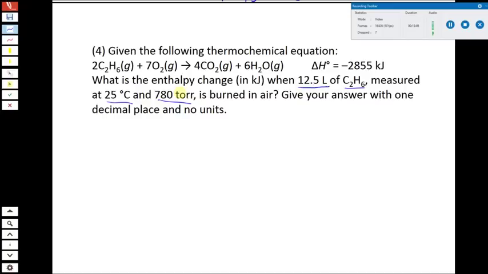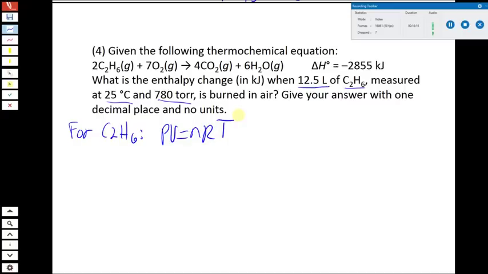So what we really need to do is first find the moles of C2H6 that we have. If we know how many moles of C2H6 we have, we can relate it to the thermochemical equation to find delta H for that many moles and treat it almost like a stoichiometry problem. So in this type of question, our first step is to find the moles of the reactant that we're burning, in this case. And because it's a gas, it's going to obey the ideal gas equation, PV equals nRT, which we'll see a lot more later on.